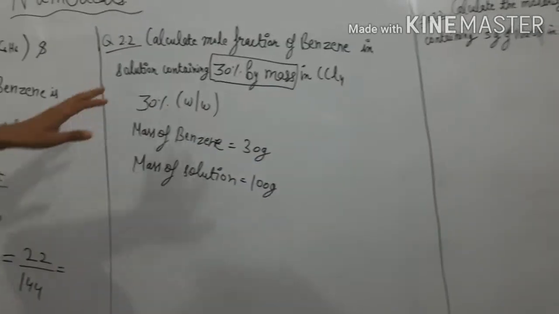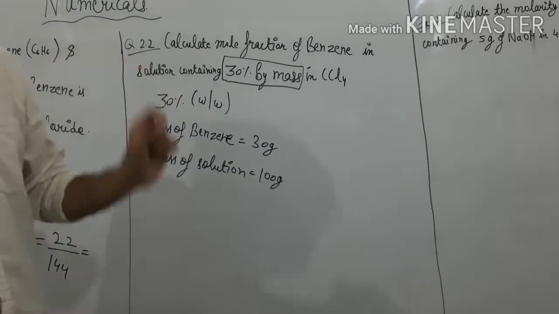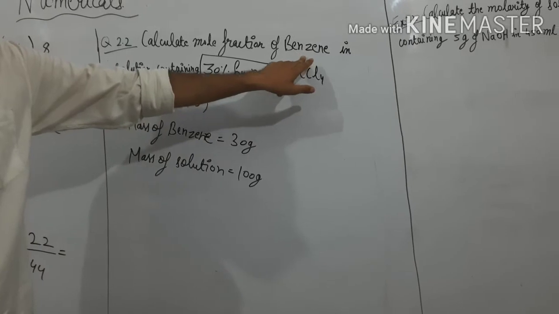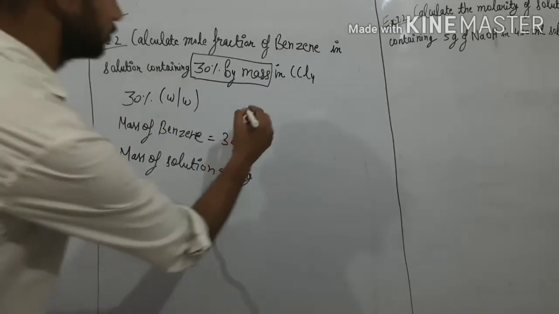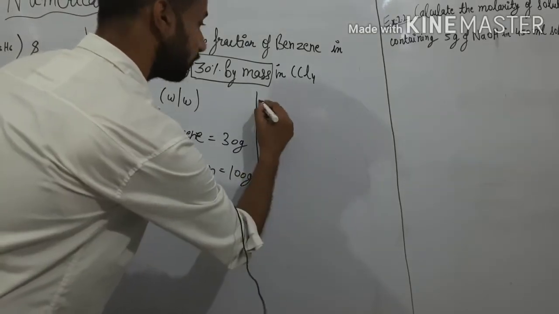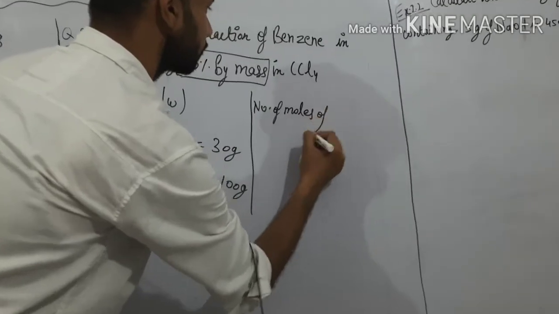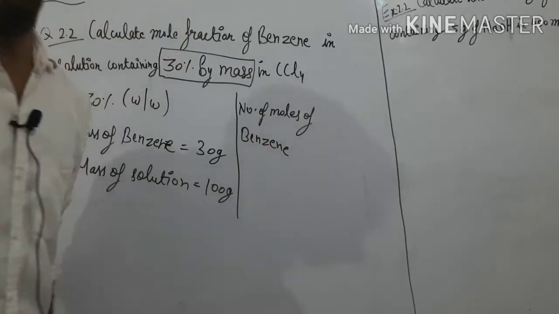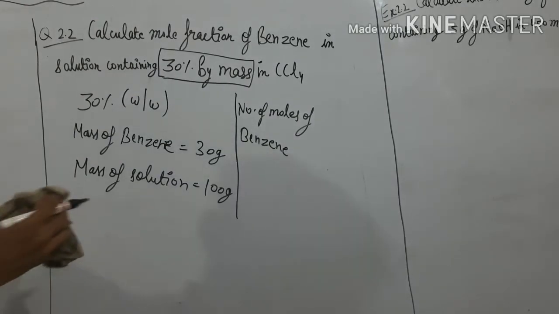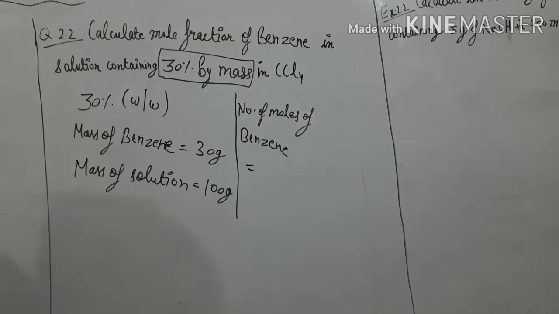Okay, so we have to find the mole fraction. So what is the formula of mole fraction? You know, number of moles of that component divided by total number of moles. So we have to find the number of moles of benzene. So what is the formula? Number of moles is given mass upon molar mass.